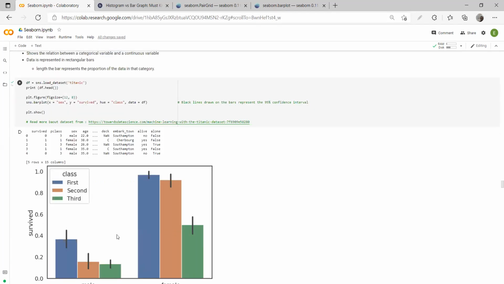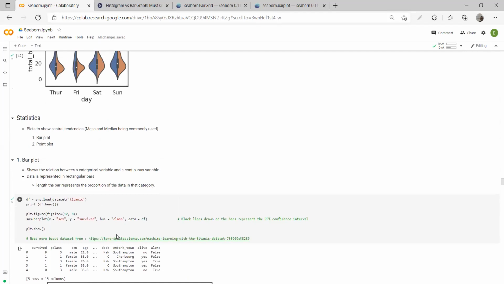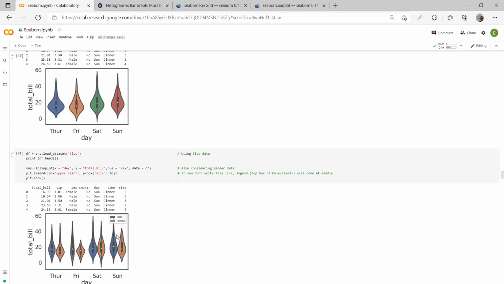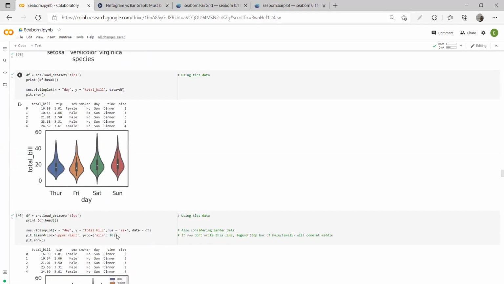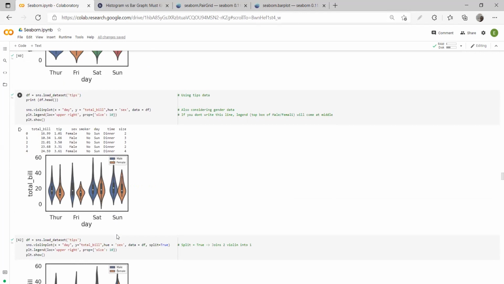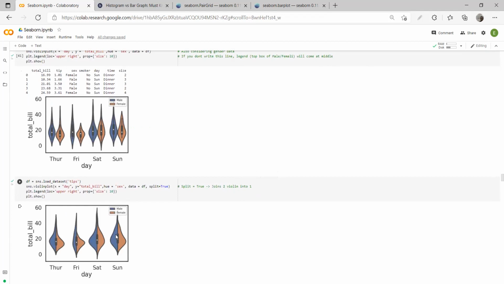Bar plot. Harish, one more question on the violin plot. Can you go above? In the above, we had an example. No, down. Yeah, this one. So last time when we were discussing this one, I remember we had this violin plot, and then we had merged it into one, right? Yeah, this one.